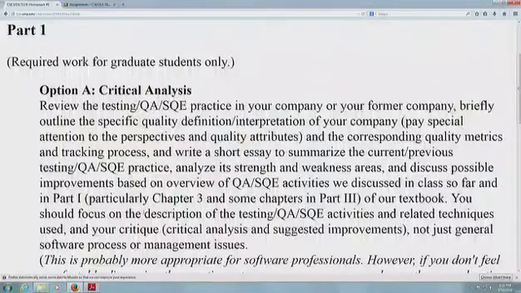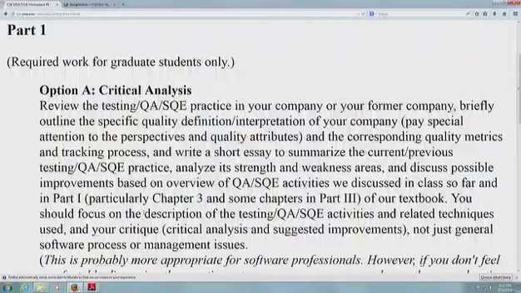So it's a critical analysis of the situation in that company or in your previous company. Of course, you might say, okay, I work for some defense company. We work on classified projects. I don't want to talk about our quality assurance. Fine. If you don't feel comfortable talking about it, then don't. If you feel comfortable talking about it, I prefer you to talk about that, because that's something you are familiar with, and you can examine it from different perspectives with a critical eye based on the material we have covered so far in our class.